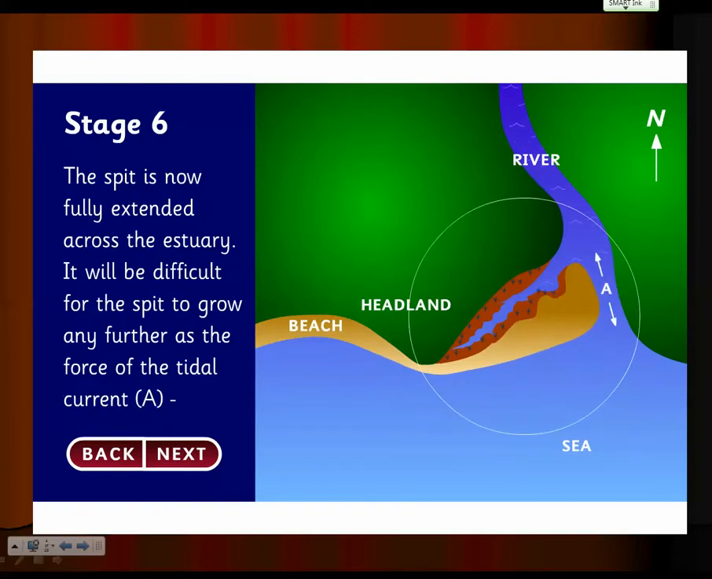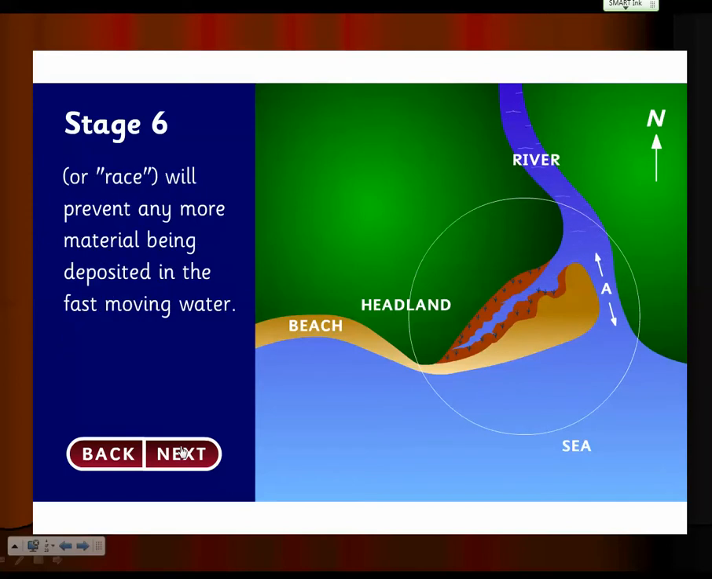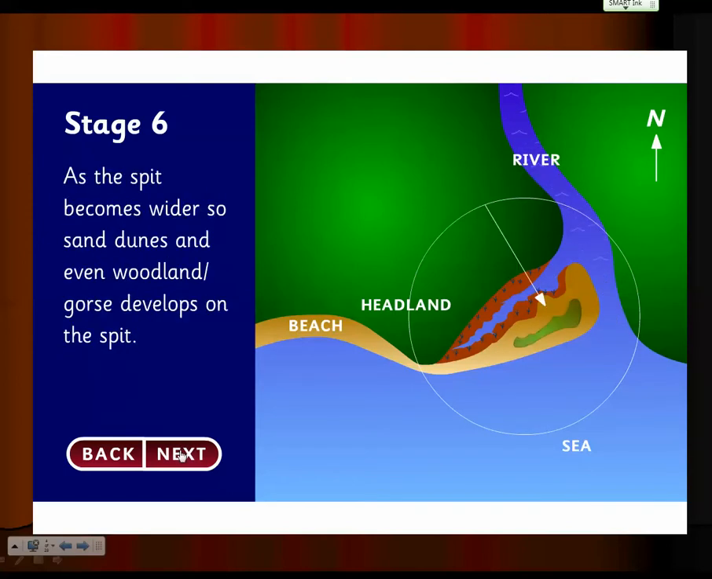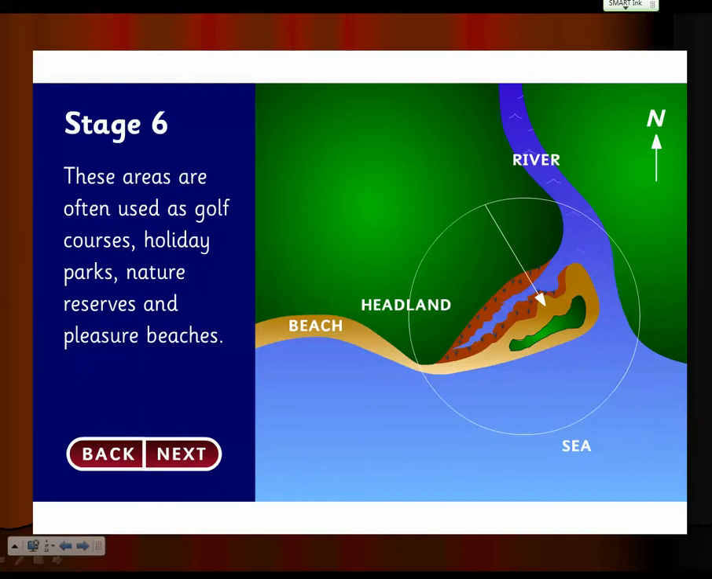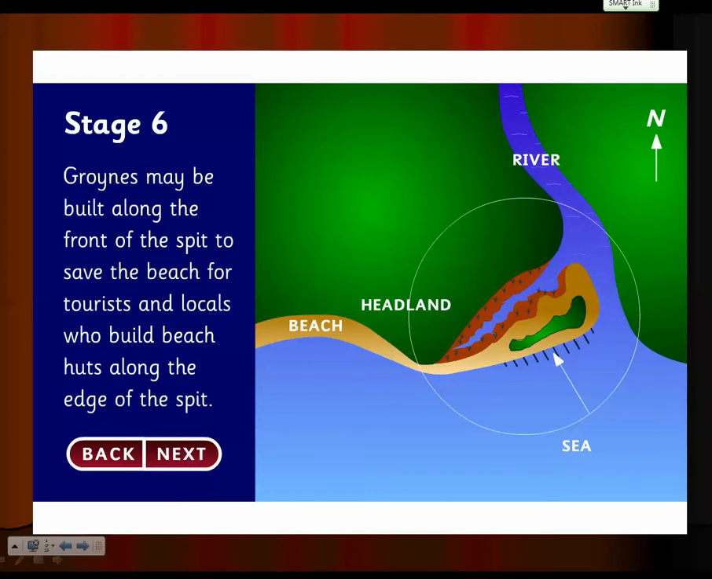And there's a narrow inlet now where point A is located. Some vegetation is now growing. This piece of land is now large enough to sustain that. And often, like they say here, they can use these for golf courses, holiday parks, nature reserves, pleasure beaches. And they might put up groins in this area to keep that beach sand from eroding away, but we're going to talk more about that in the next slideshow.